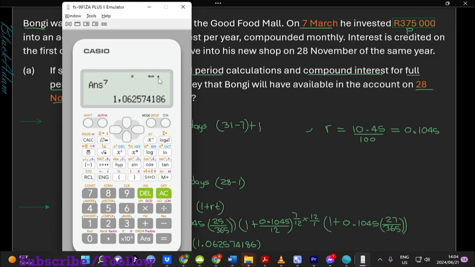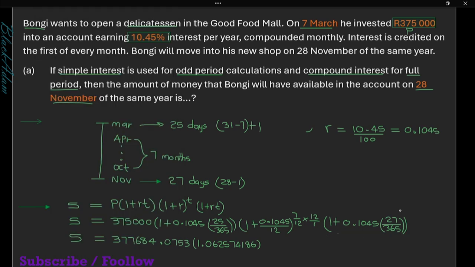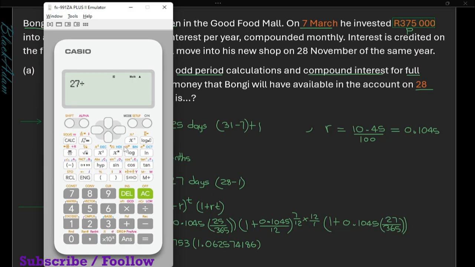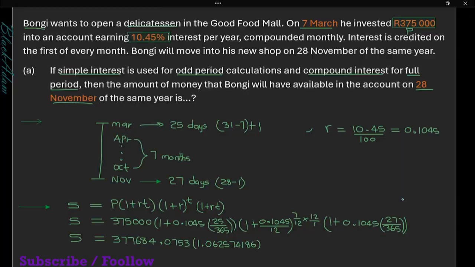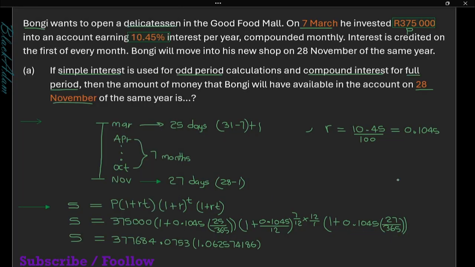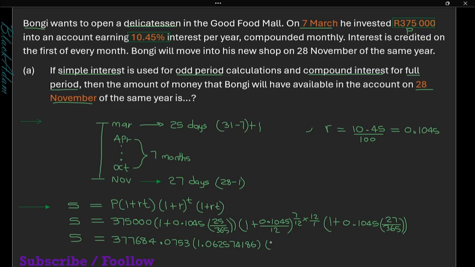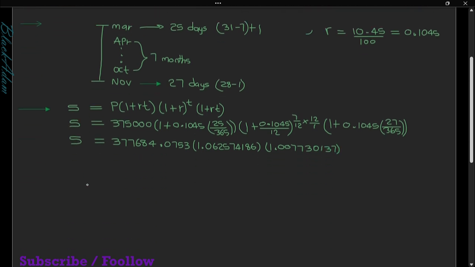Now we need to do the last part. Once again, 27 divided by 365 gives us that part, and then we multiply it by 0.1045, plus 1, so it gives us 1.007730137.